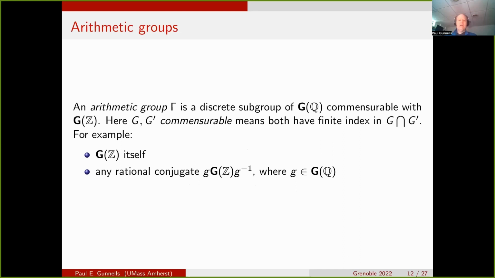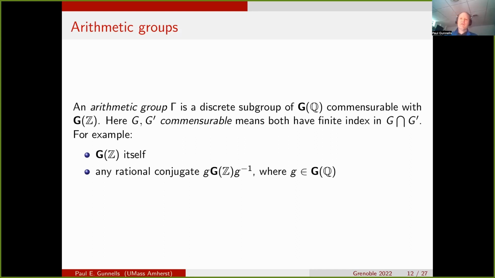Okay, now that's really all I want to say about algebraic groups. Let's talk about arithmetic groups. So an arithmetic group is a discrete subgroup of G(Q) commensurable with G(Z). Commensurable just means two groups are commensurable if both of them have finite index in their intersection.